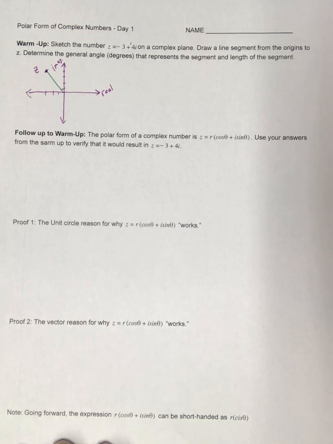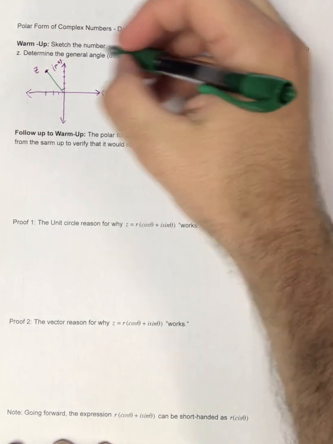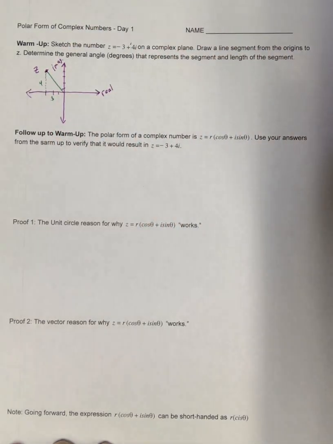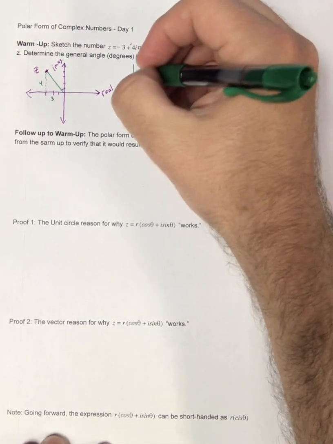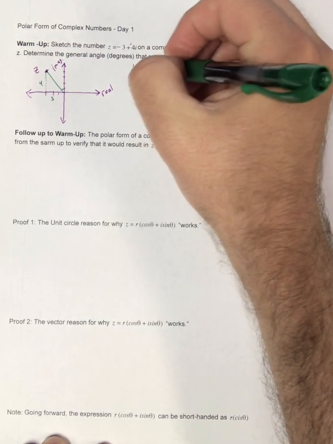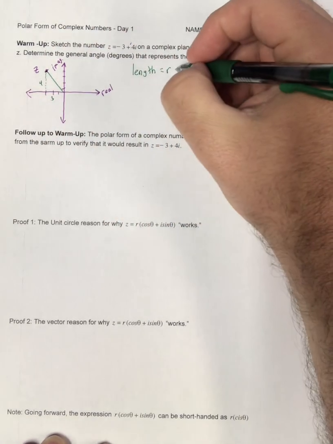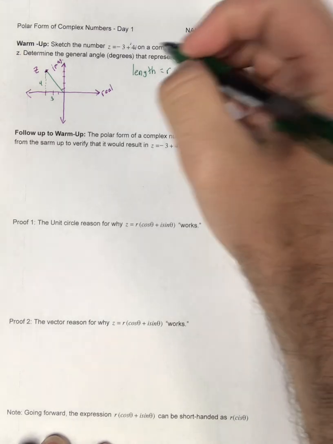Determine the general angle that represents this segment and the length of the segment. So the length is going to be the easy one. Let's do that first, because if this is 3 and that's 4, that's a 3, 4, 5 triangle just using Pythagorean theorem. So I know that the length here, which we will call r for the radius of the hypothetical circle around there, is going to be 5.